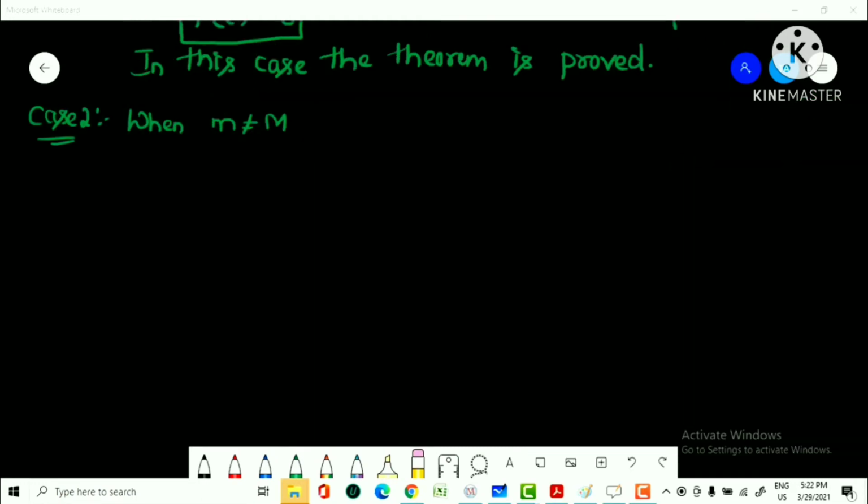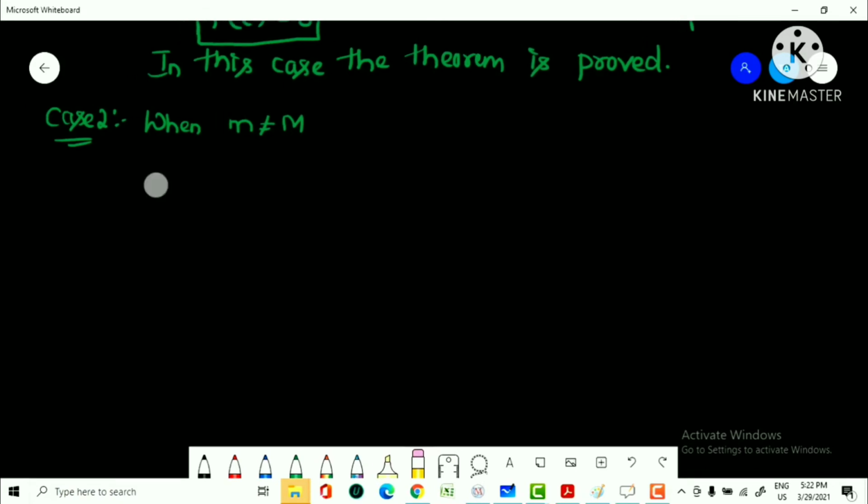Now this is our case 2. When m is not equal to capital M, this means what? This means all these values are not equal to each other.